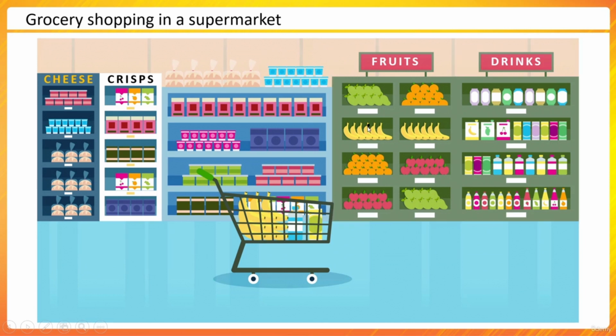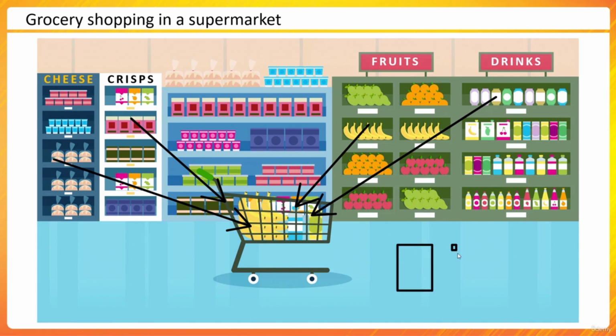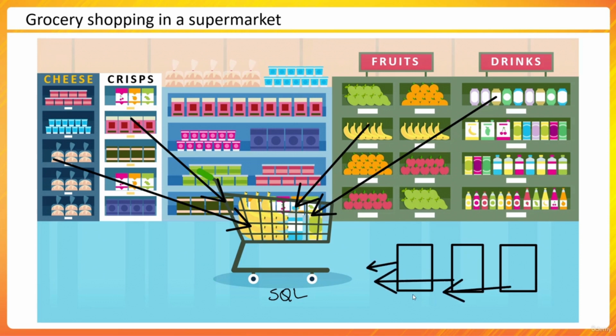So maybe for banana, I would get it from here. Maybe I need drinks like milk, I would get from here. Maybe I need some crisps, maybe I need some cheese. So what I'm doing is filling up my shopping cart with items coming from different racks. Think of these racks as your tables in which your data is stored. And you run a SQL query, which is your shopping cart, and to satisfy the query, what would happen? Probably your data may be pulled from multiple tables, combined together and then delivered back to you.